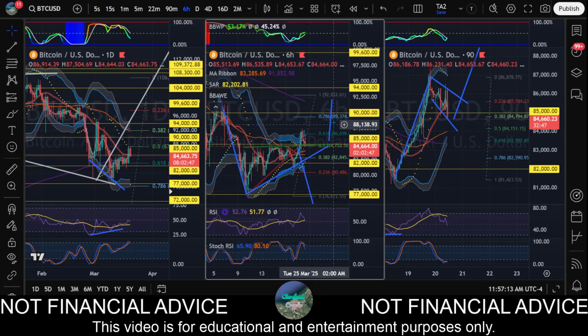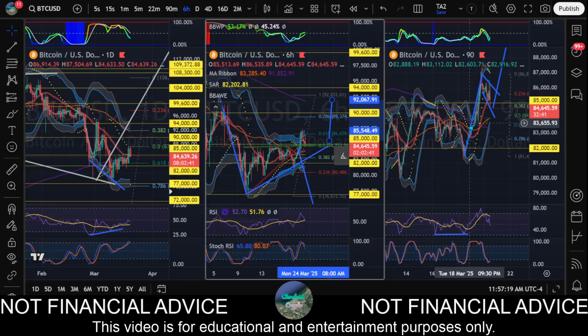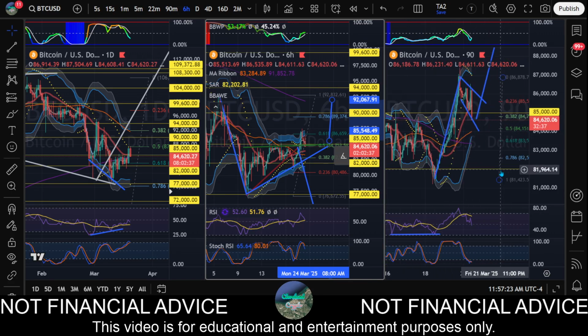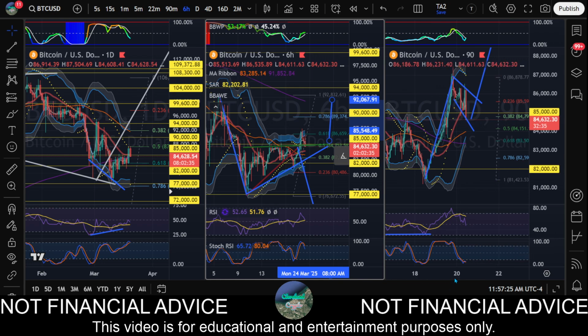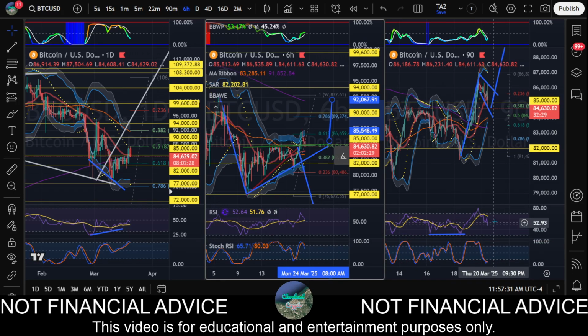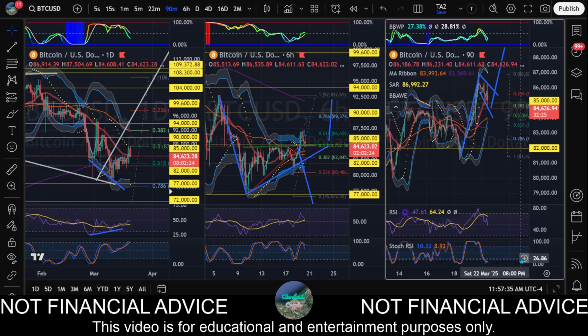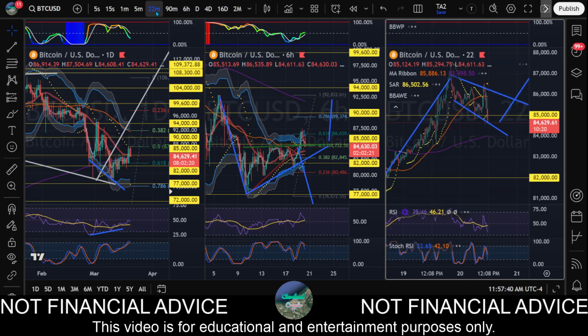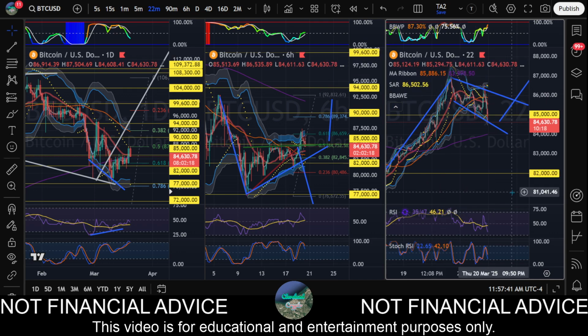Now, the ascending triangle still has a move up to 92. And, hey, we're over the 200. Look at that. We're over the 200 here on the 90. That's a great sign. Our Stokes are overbought, oversold. So, hey, maybe we'll see a little move up here soon, but we may not. It may get stuck down there. Let's find out whether it will or won't by looking at the smaller time frames.